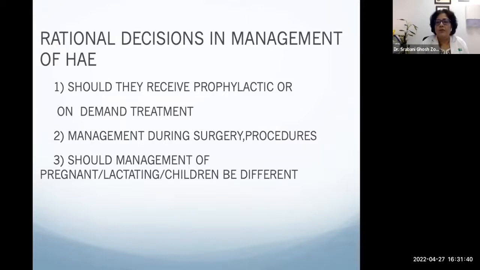And children usually respond better to treatment. So probably on-demand treatment is justified for children.